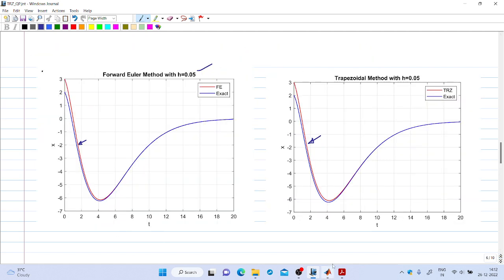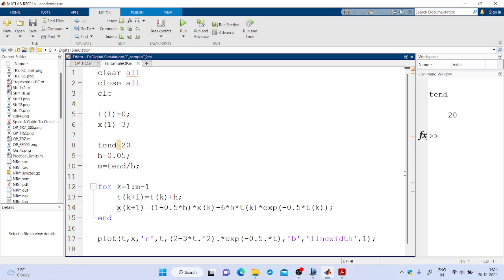Okay, now let me show how I have solved it using MATLAB. So in MATLAB, you can type a function like this. I am not going into the details of how to write this code. This we will study in detail in the fifth module.